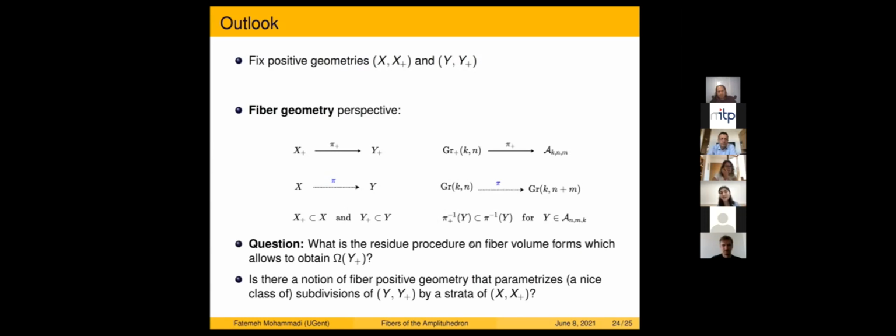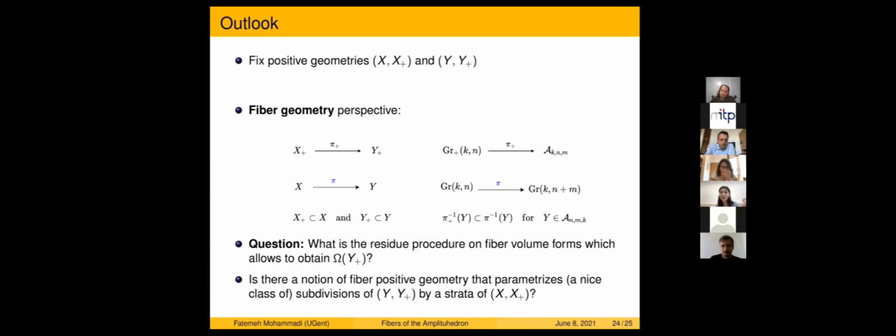And if that's the case, then the question is, what is the residue procedure on these fiber volume forms that kind of led us to compute the canonical form of the y plus? Okay, so now the question I'm phrasing is more general. I think it can be studied in more generality, not just in terms of the amplituhedron, but maybe for every positive geometry we can do this. If we understand the fibers of this map for a positive geometry, can we use these fibers to compute the canonical form of these objects?